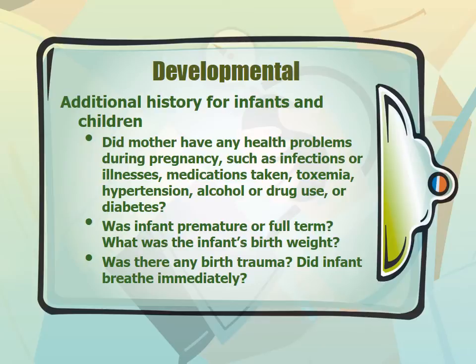Was the infant premature, or did the mother go full term? What was the baby's birth weight, and was there any kind of birth trauma, and did the infant breathe immediately? These are all things that would be important for us to know. We'd also want to know whether the mother might know what the APGAR scores are, and that is just whether or not they cried spontaneously, whether or not they breathed spontaneously. It's a score that is given to babies upon birth and then 5 minutes later.